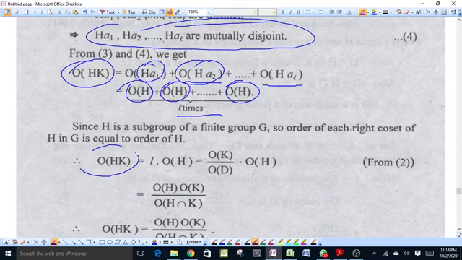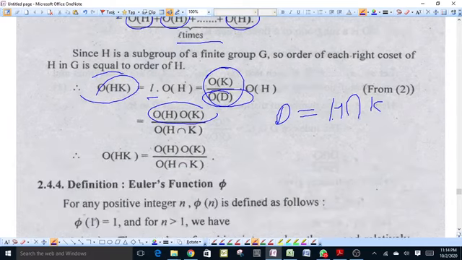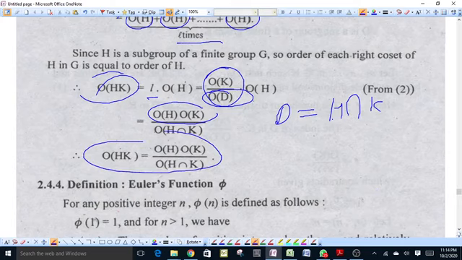Therefore, order of HK will be equal to l times order of H, and here l is equal to order of K upon order of D, that is order of HK will be equal to order of H order of K upon order of D. And order of D, because D is equal to the intersection of H and K, will be equal to order of H intersection K. Hence, order of HK is equal to order of H order of K upon order of H intersection K.